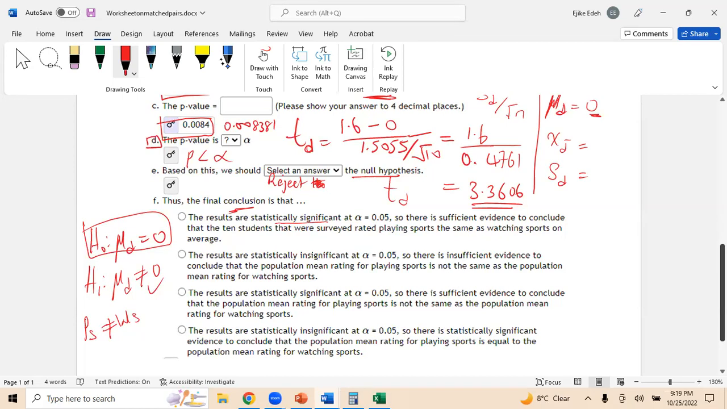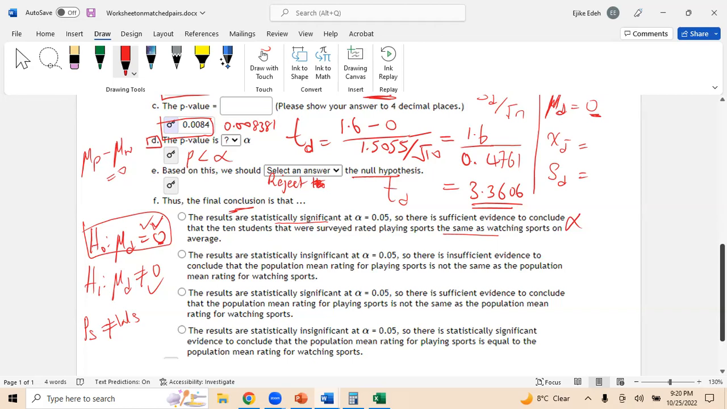So the results are statistically significant at alpha 0.05. So there is sufficient evidence to conclude that the 10 students that were surveyed rated playing sports the same as watching sports. But that is not true, right? The same is what the null says. The null says they are the same. Because if they are the same, then if you subtract the mean of playing sports from the mean of watching sports, you're going to get 0, right? That's what the null is saying. The null is saying the difference between them is 0. But we know it's not because we rejected that null. We are supporting the alternative, which said they are not the same. So that makes this answer wrong. The first part was correct, but the second part was wrong.